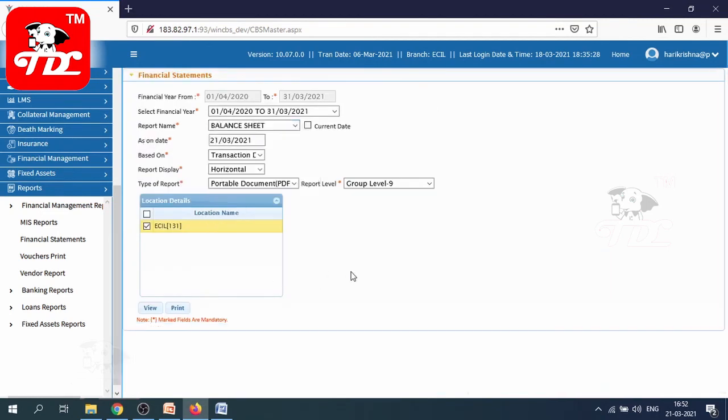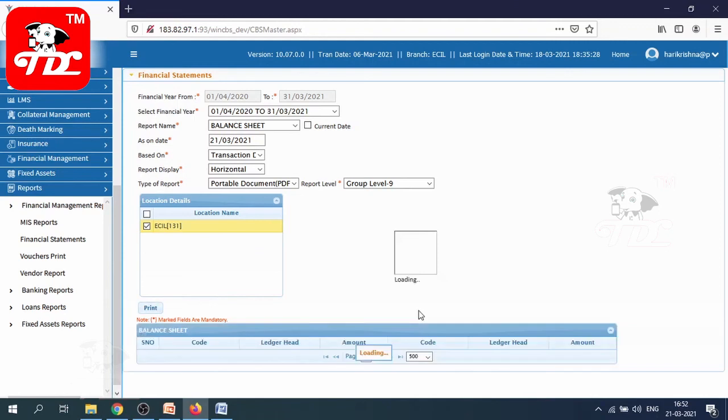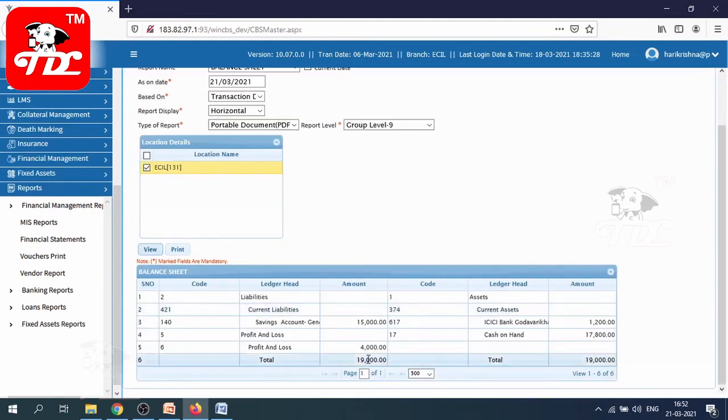In the balance sheet, if it is a profit it will show on the liability side, and if it is a loss it will show on the asset side. So now profit has increased to 4000 rupees, and debit and credit are tallied. Previously only cash in hand was there, now bank is also included.